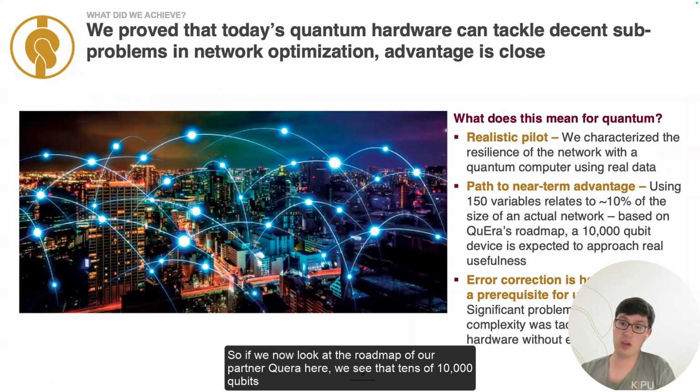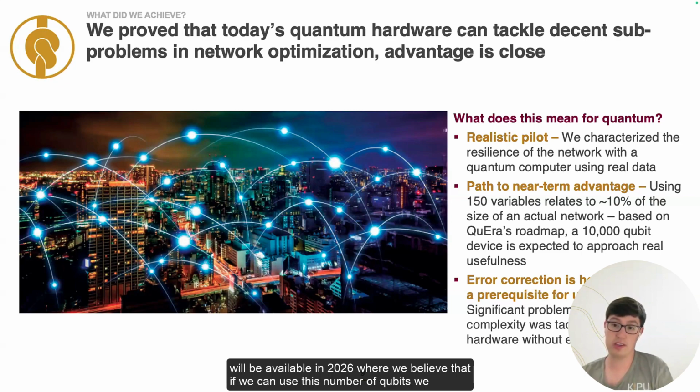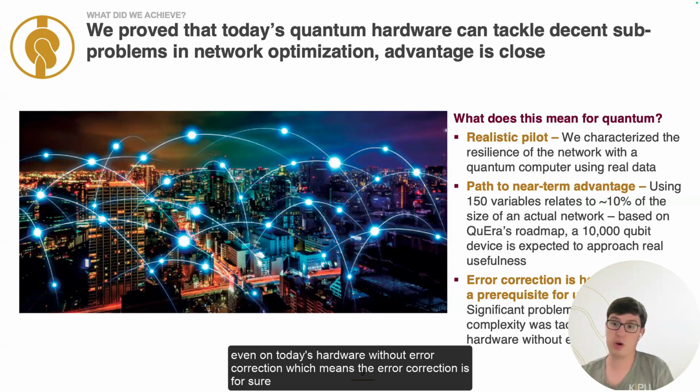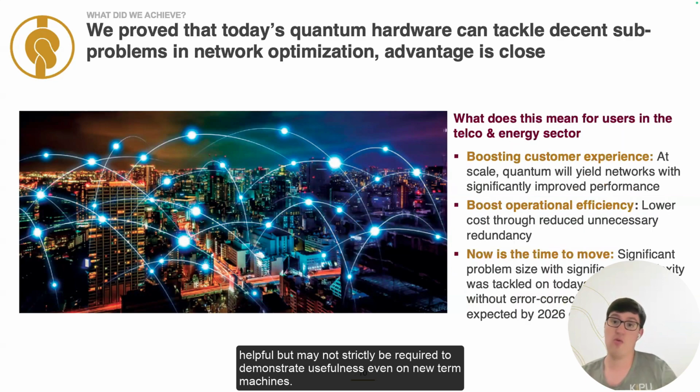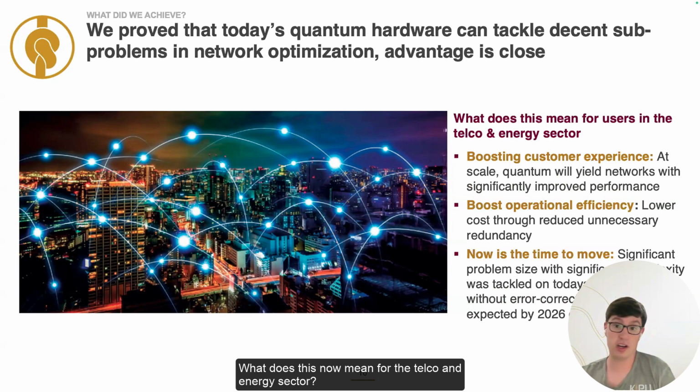So if we now look at the roadmap of our partner QuEra here, we see that 10,000 qubits will be available in 2026, where we believe that if we can use this number of qubits, we expect to approach quantum usefulness also for real network structures. So therefore, we now tackle the problem of significant size and significant complexity, even on today's hardware, without error correction, which means the error correction is for sure helpful, but may not strictly be required to demonstrate usefulness even on near-term machines.